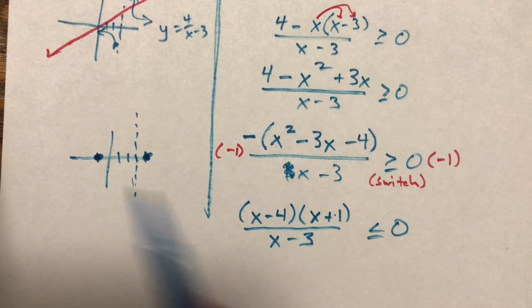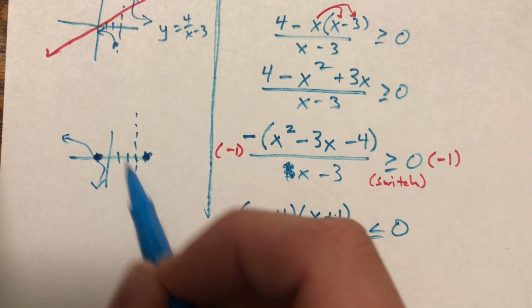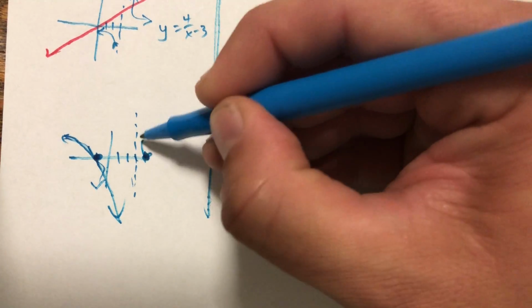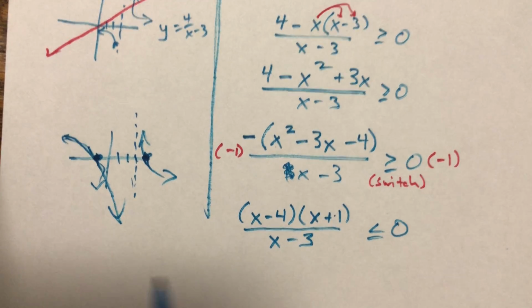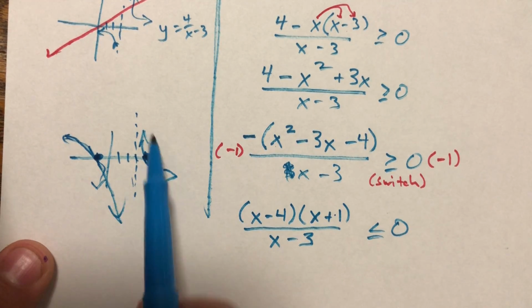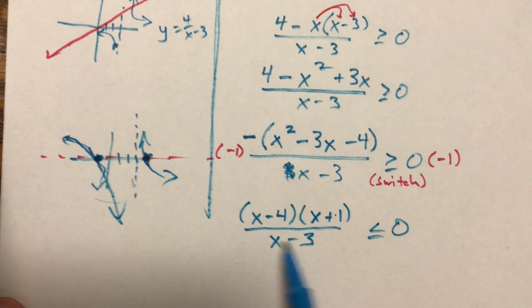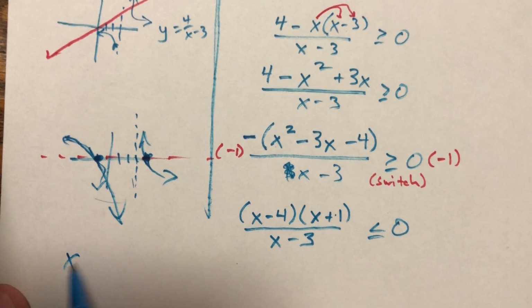Because now, you know, let me just draw a sketch here. Maybe it looks like this, maybe it doesn't. We don't exactly care. I mean, we care, but not exactly. So maybe, you know, maybe it looks like this. Who knows? But we're asking, where is now this function above or below the x-axis, right? So we're asking, where does it switch from being negative to positive? Well, here are your only options. So x equal -1, x equal 3, and x equal 4.